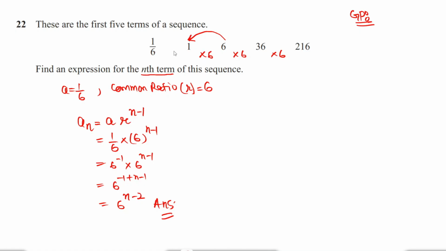If you want to check it out, if you look at the second term, if we put n equal to 2, 2 minus 2, it comes out to be 6 raised to power 0, which is 1. If you want to check it for the third term, put n equal to 3, 3 minus 2 is 1, 6 power 1, that is 6. So it means our nth term is correct. And that is how we solve this problem. Let us see next.